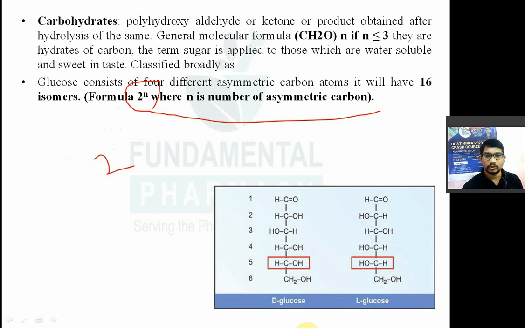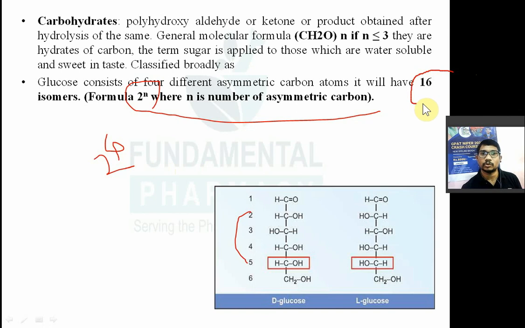So here you know how many asymmetric carbons glucose has? 4. Glucose has 4 different chiral centers, or 4 different asymmetric carbons. So 2 raised to 4, what will be the answer? It is 16. So glucose has 16 isomers.